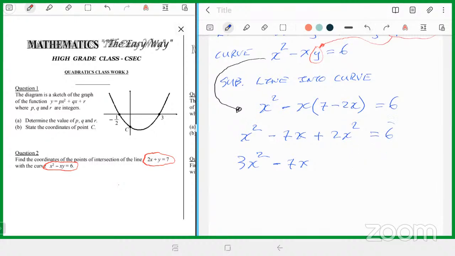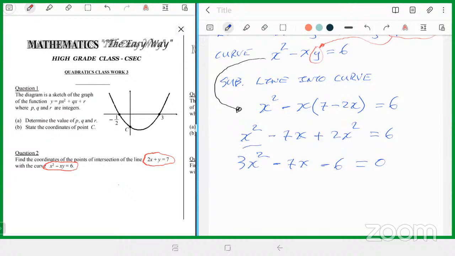But remember, when you transpose a 6, a positive 6 becomes a negative 6. So when we transpose it, it's going to become a negative 6. And then we have equals 0. So that becomes the equation. So now it's a matter of solving this equation to find the 2 x values where the line and the curve meet. All right? 2 x values.